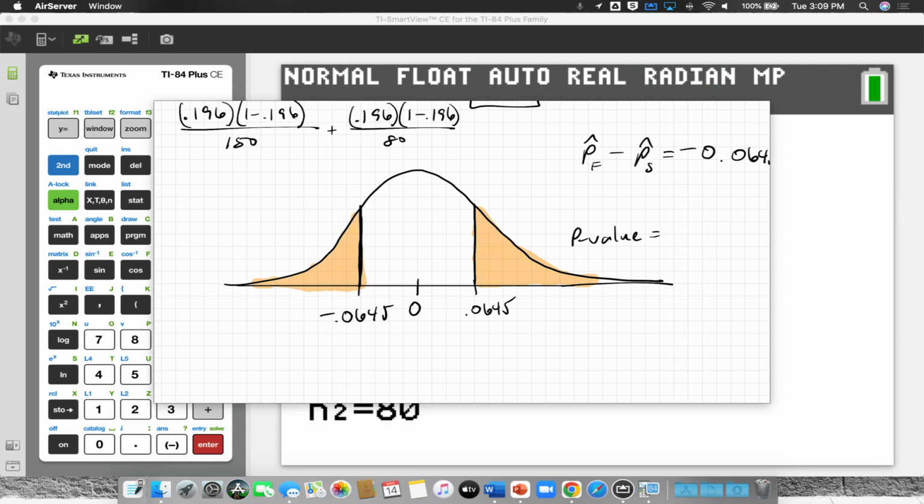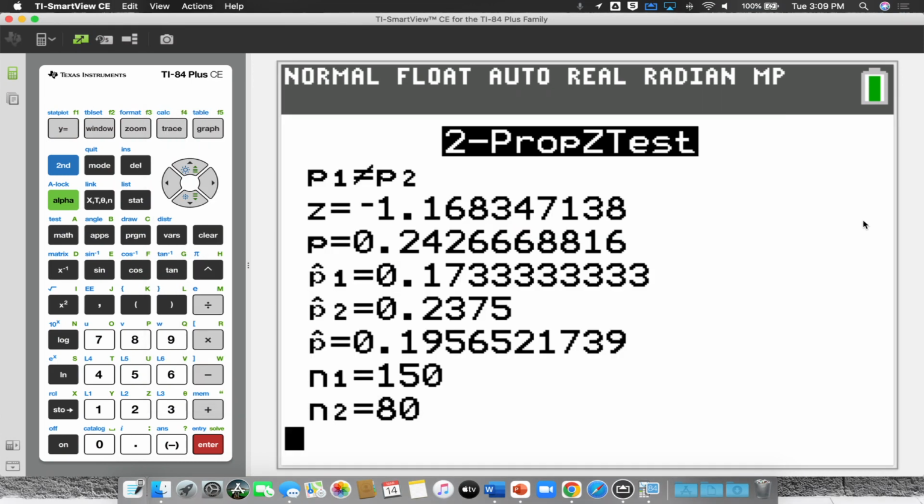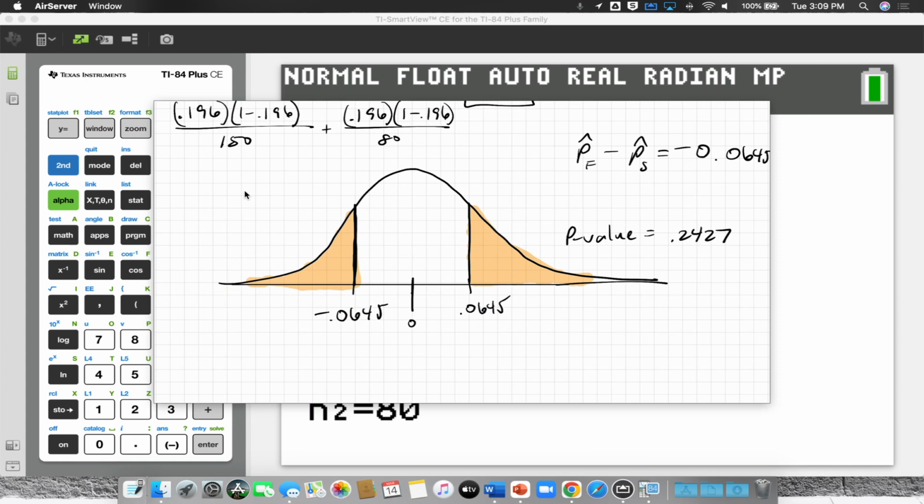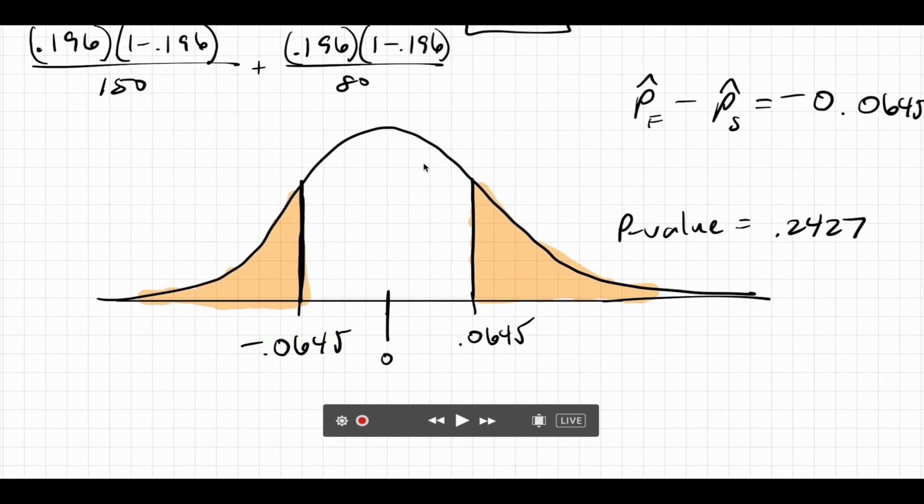Okay, so the p-value. I calculated the p-value. I just didn't write it down. All right, so the p-value was 0.2427. The one right below the z. That's the p-value. That's both. When the calculator gives you a p-value, that's everything. So if it's a two-tailed, it's both tails. If it's a one-tail, it's just the one tail.